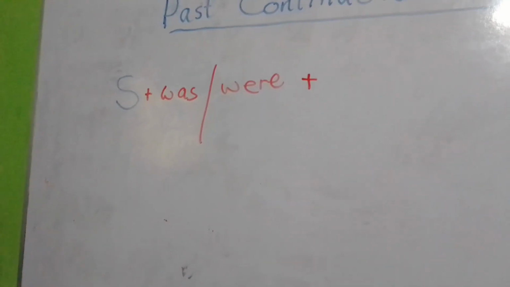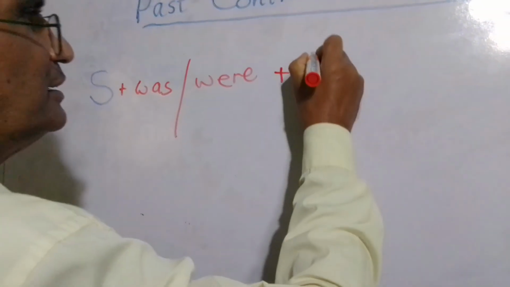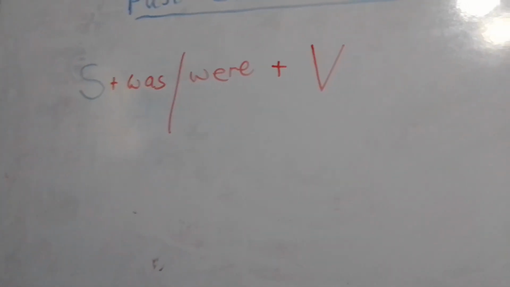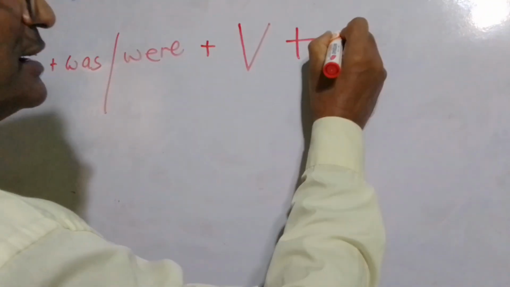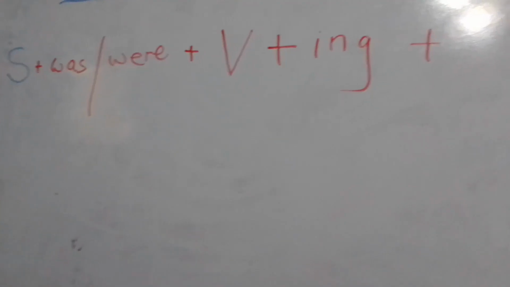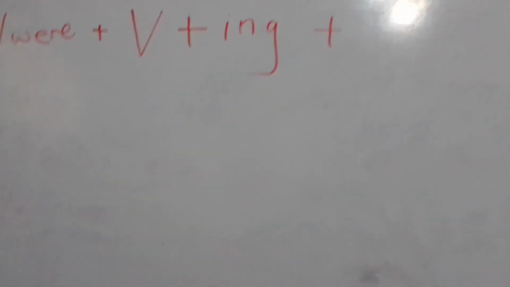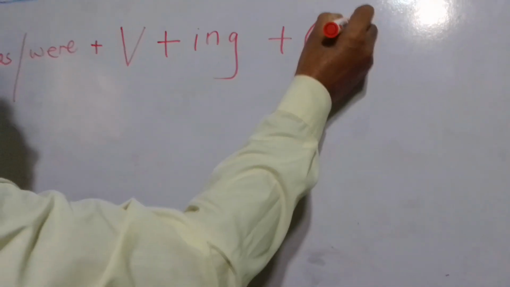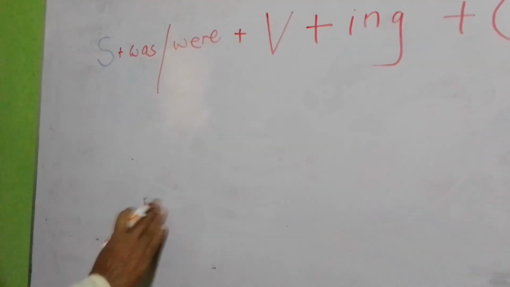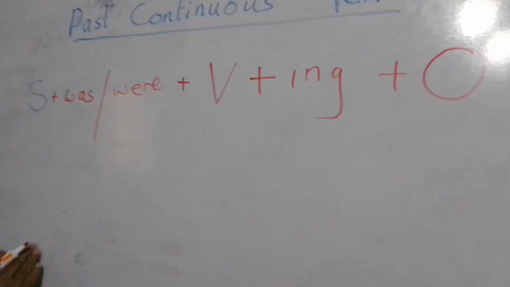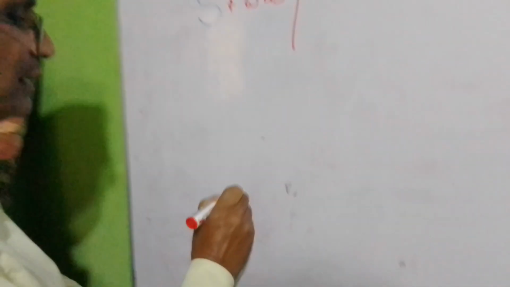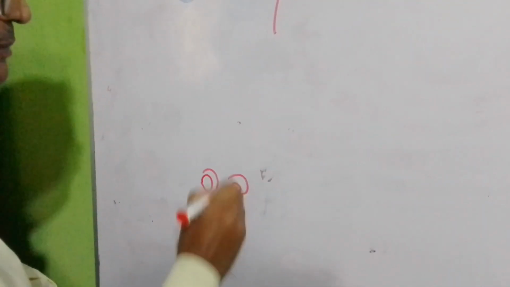Okay. After that, you have to write the verb. After writing the verb, you have to write ing. Okay. I will mark the final part as O. It stands for the object. Okay. I will write a singular sentence like this.